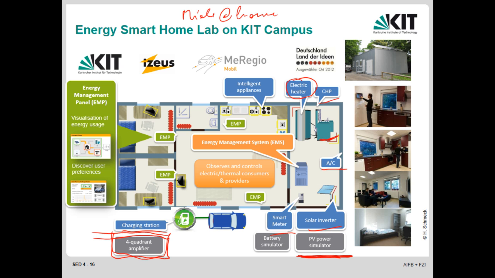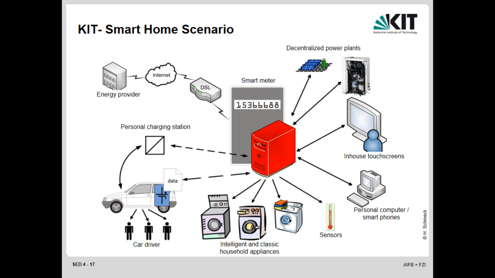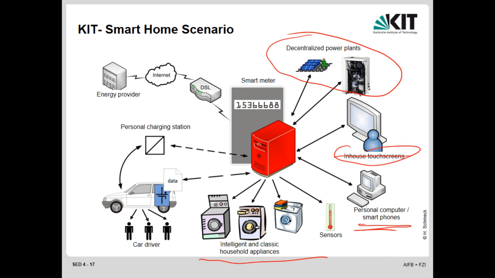So you see it's quite a flexible lab, and it's also possible to live in there. As you will see in a moment, there will be larger pictures of the inside, of the interior. So we have here all these devices, as I said, household appliances. We have certainly also personal computers or smartphones to control what's happening in there. We have touch screens inside the house. We have decentralized power plants. We have the photovoltaic panels and the combined heat and power plant. We have a DSL router which can actually get information from the outside.